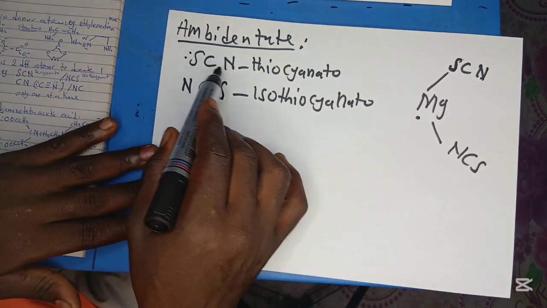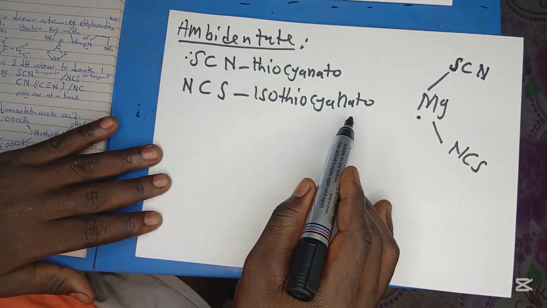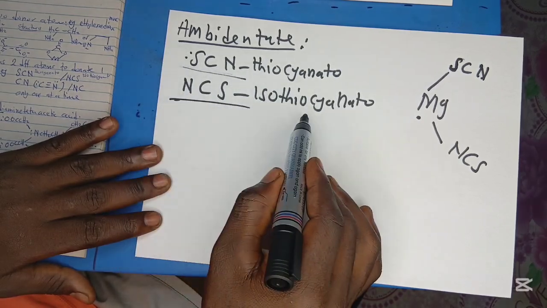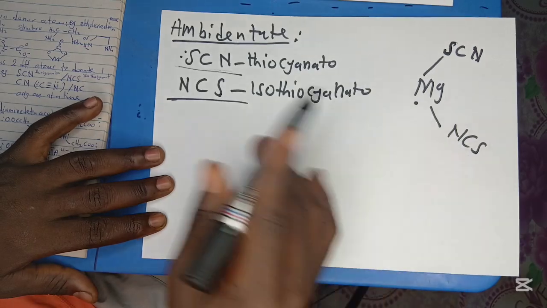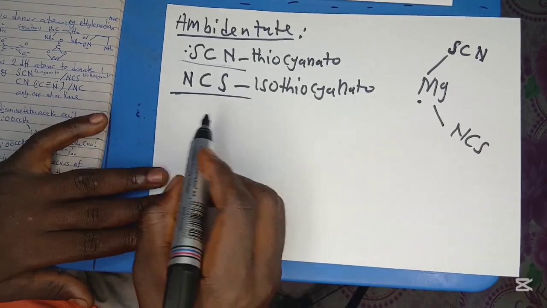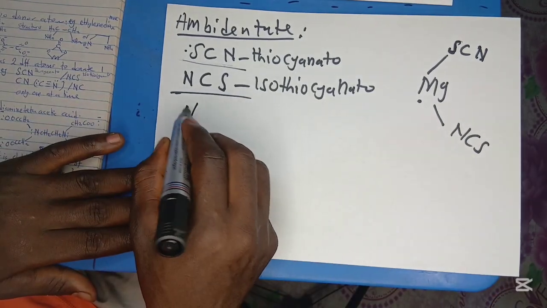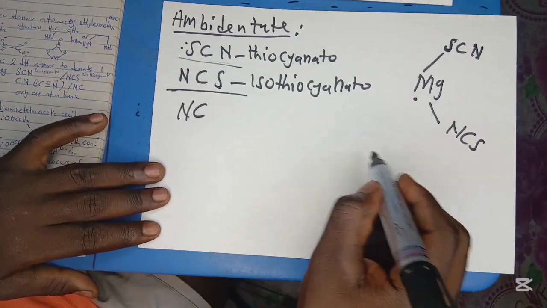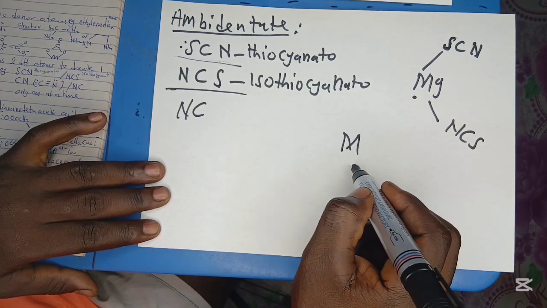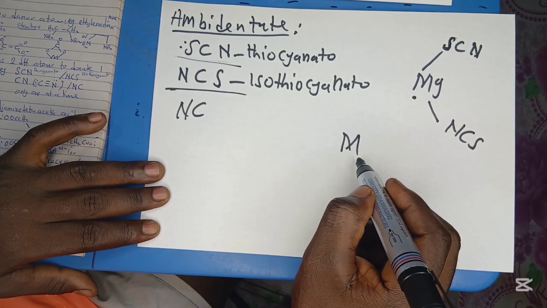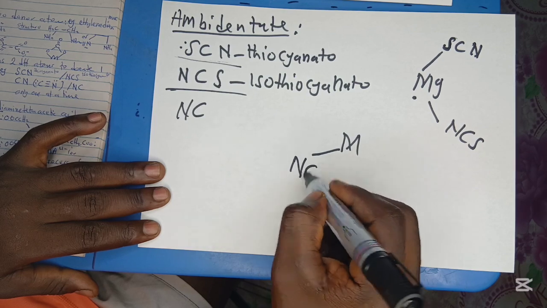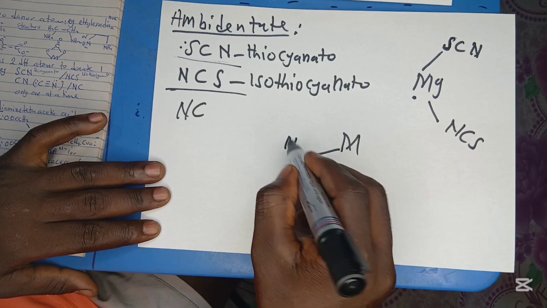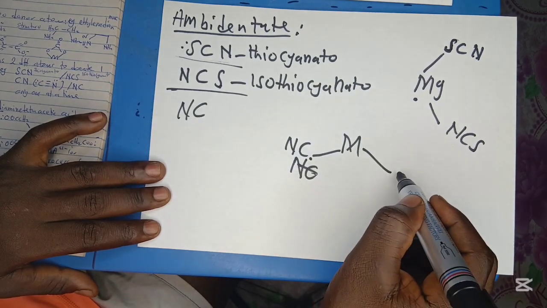So this is an ambidentate ligand, SCN, thiocyanate, isothiocyanate. Either it is thiocyanate or isothiocyanate, because at any point in time, sulfur can donate electrons to form a bond, or nitrogen can also do the same. Another example is CN. At a point in time, if we have the metal ion, CN can form a bond with the metal through carbon, and also through nitrogen.